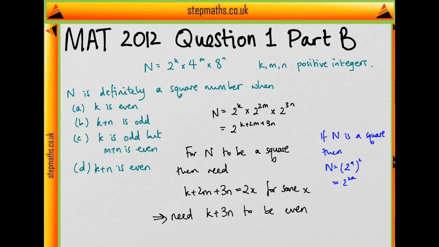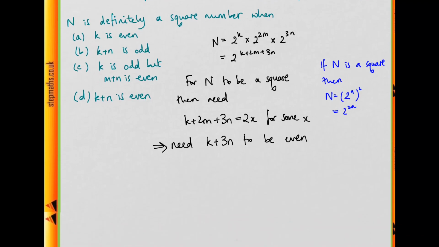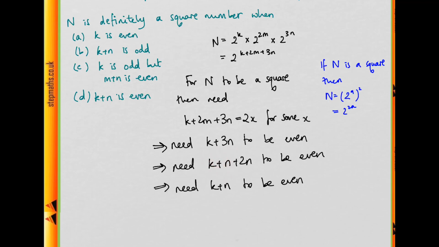Well, all we've got is things in terms of k plus n. So how can we turn this into something that will give us one of these conditions? Well, 3n is just 2n plus n, right? So we see that we want k plus n plus 2n, because that's just the same as 3n, to be even. And we know 2n is always going to be even. So that means we're going to need k plus n to be even too. So we want k plus n to be even, and we see that that is answer D.